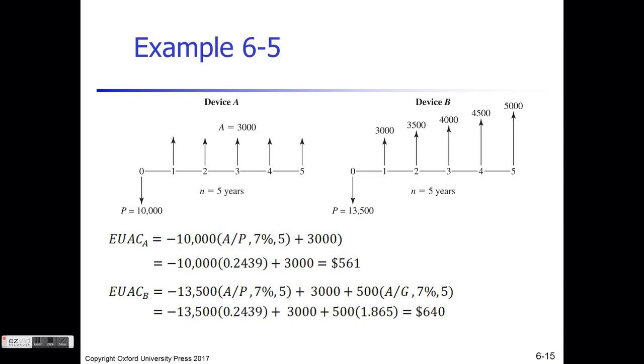So if you see in the example, what we need to do is this P here, we need to pass to A, 7% of 5. So we're passing this minus 10,000 to A. And this 3,000, we leave it how it is because it's already an A, correct? So when you do this, we obtain 561. Again, because negative is the higher one, correct? This is higher.